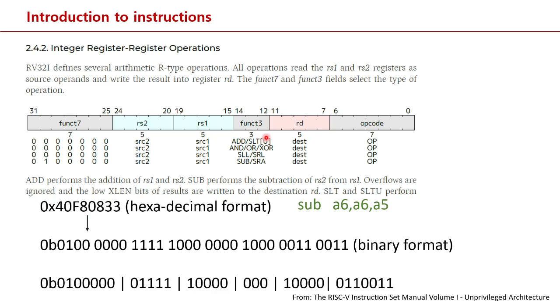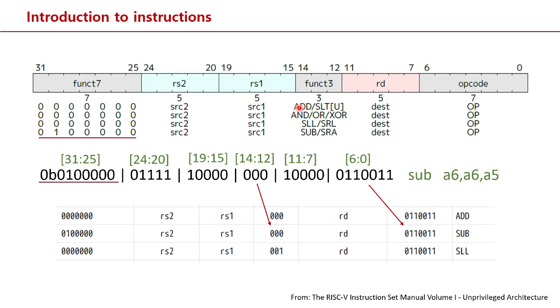This bit assignment map for the ADD, SLL, SUB instructions can be found in the RISC-V reference manual. If you're available, I strongly recommend you open up this reference manual. Based on this bit assignment map, the first job the RISC-V core does is to identify the type of the machine code, the type of assembly instruction.